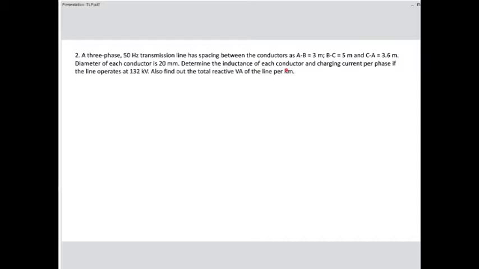In between A, B, and C, they are different. They are not the same everywhere. A, B is 3 meters. Between B and C is 5 meters. Between C and A is 3.6 meters. So it's unequal spacing, and the impedances or the inductances will be different, but what we do, we equalize them by the use of transposition. So in this case, we'll assume that the equivalent distance will be used.